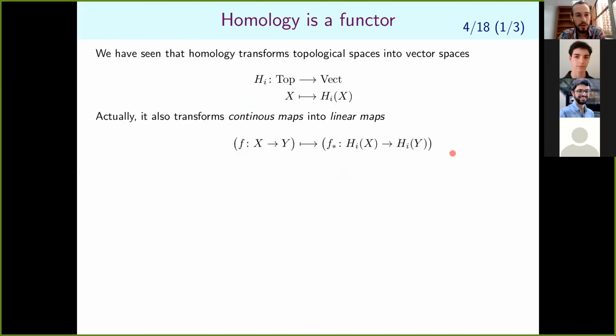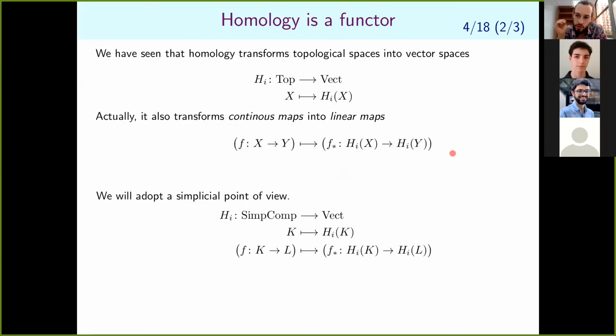property. So in this course, we adopt a simplicial point of view, right? We do not study homology at the topological spaces level, but at the simplicial complexes level. So what I will present today is the functoriality at simplicial level. If we have a map between simplicial complexes, I will show you that we can deduce a map between homology groups.